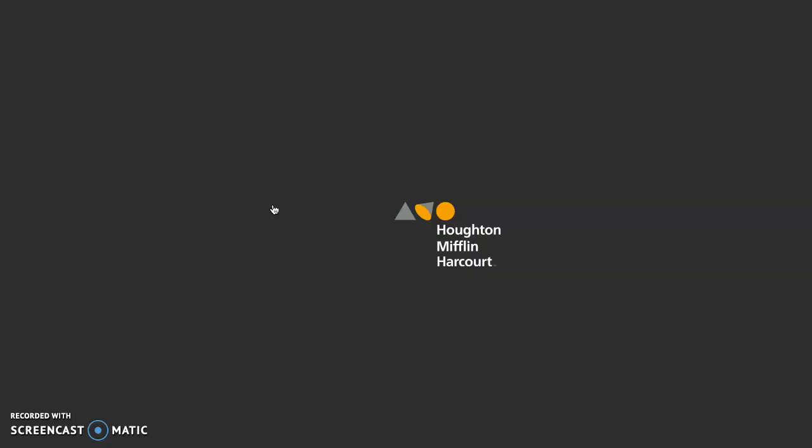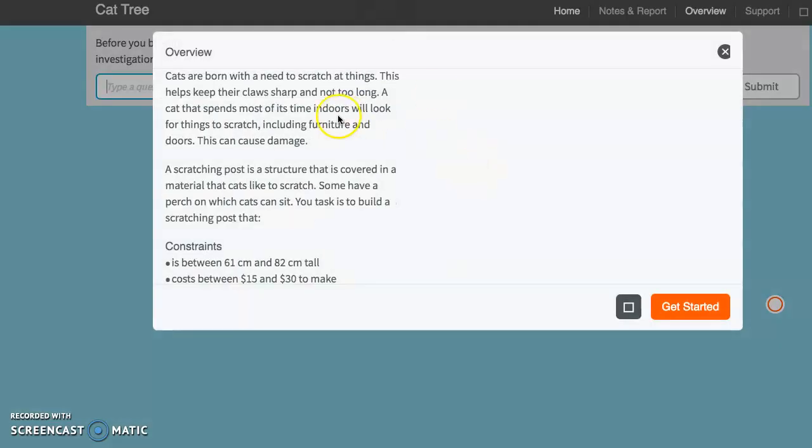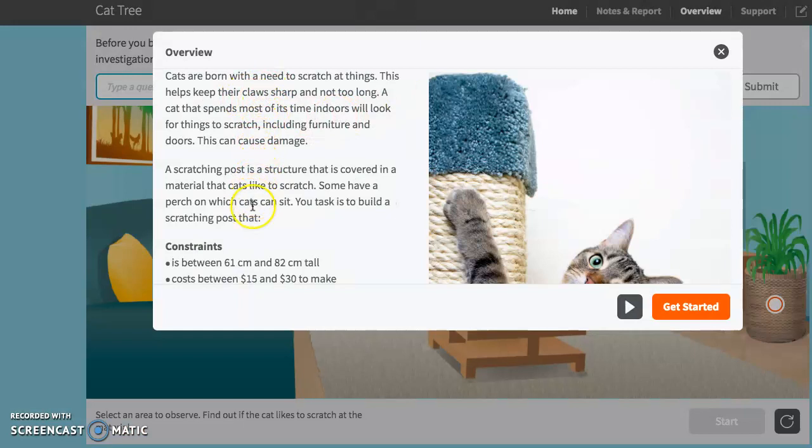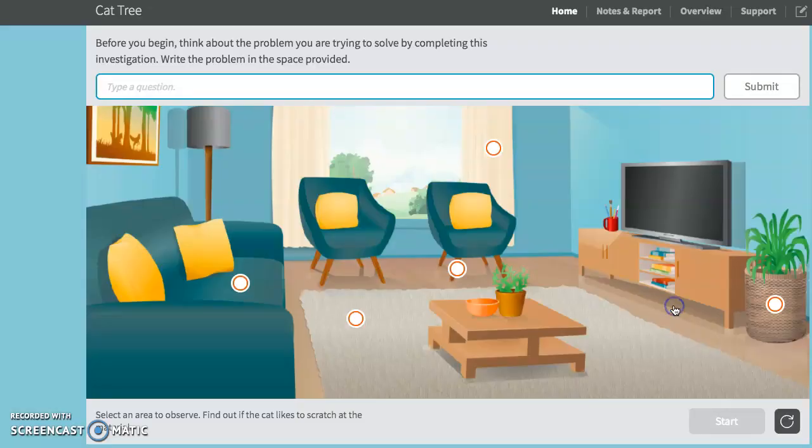So you can click on the You Solve It. It goes through and brings up different pieces of how to solve equipment. For this, it can take a minute to come up, but you're trying to solve, talking about cat trees and how cats need to scratch things and scratching posts, and talking about how there's constraints. So when you're building a cat tree, you don't want it to be taller than 82 centimeters, but you don't want it to be shorter than 61. You don't want it to cost too much. It can read it to you.